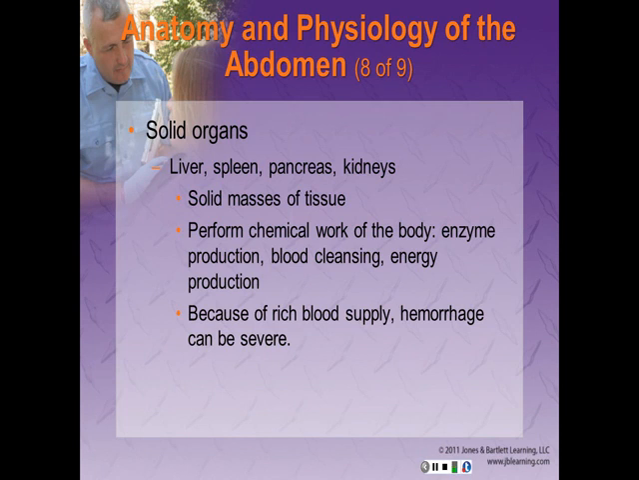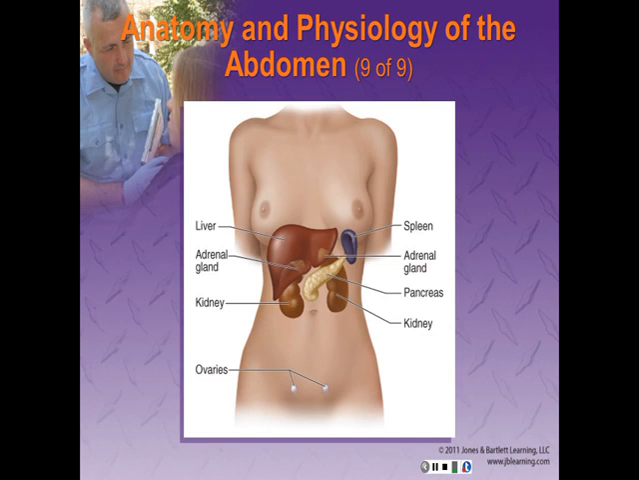Many solid organs are found in the retroperitoneal region, including the great vessels, the abdominal aorta, and the inferior vena cava. The retroperitoneal region also houses the kidneys, ureter, bladder, colon, and a majority of the pancreas. And here you see a picture of these structures found in the abdomen.